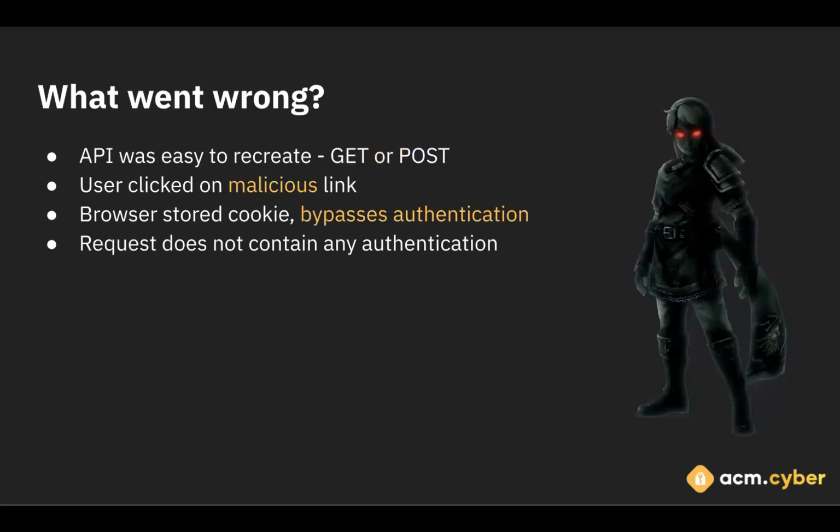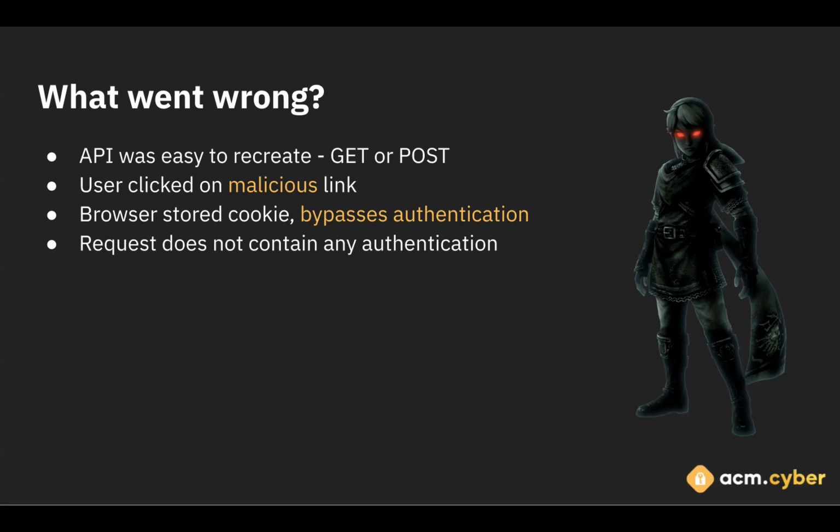So what went wrong? A lot of things went wrong in that series of steps. First of all, the API was really easy to recreate. It was a get or a post request. There specifically, it was a post request, but get requests are even easier to recreate because they're in the URL. The user also clicked on the malicious link that they probably should not have trusted. One other thing that went wrong is the browser stored the cookie that bypasses authentication.